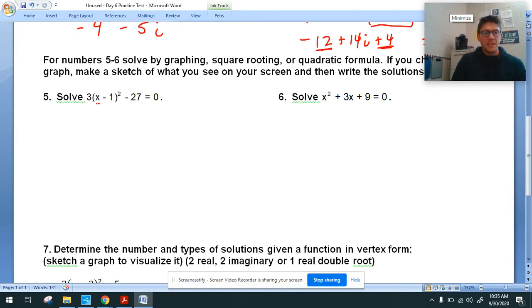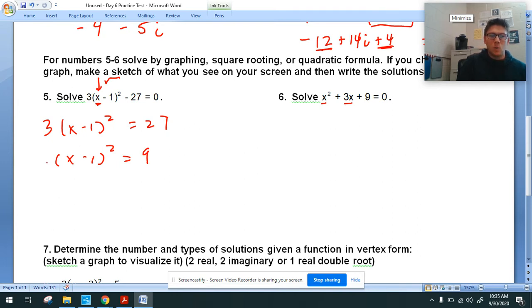First one, there's a single x. When there is a single x, that means it is perfect for trying to square root. That is your go-to technique if you only see one x in the problem. Here, two of them. Can't square root it. Not going to happen. So what can I do? Algebraically, start moving things to the other side. Move that 27 by adding it. Move that 3 by dividing it.